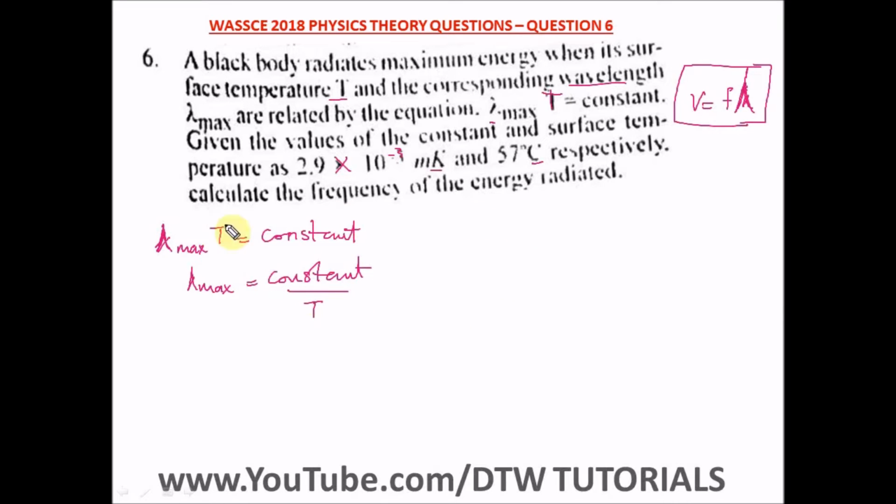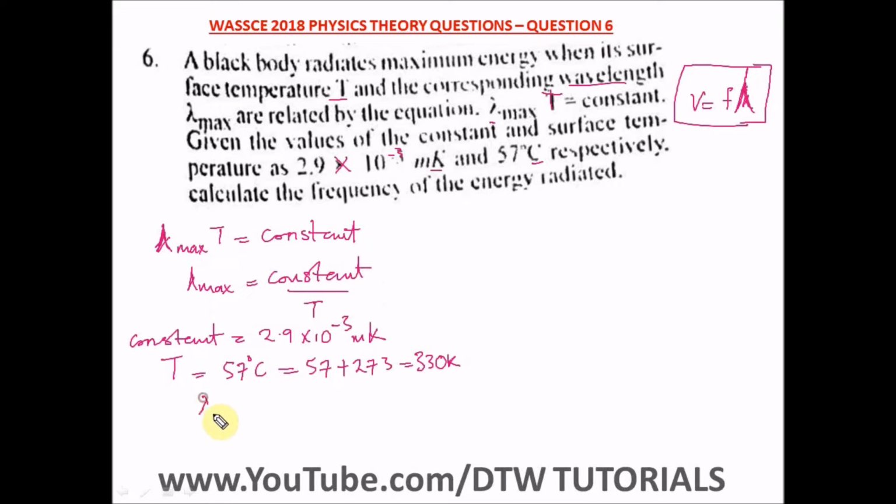So to get lambda max, it is equal to our constant over T. We state here that the constant from our question is equal to 2.9 times 10 raised to the power minus 3 meter Kelvin, and our T is equal to 57 Celsius. To convert to Kelvin is 57 plus 273. And what will this give us? That will give us 330 Kelvin.